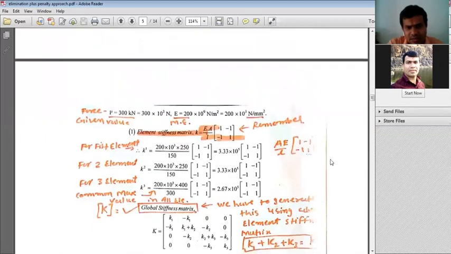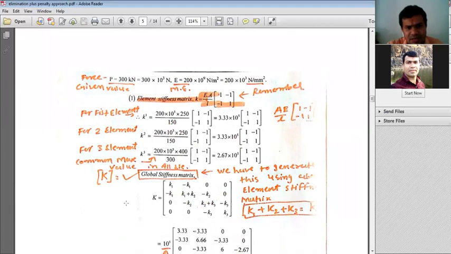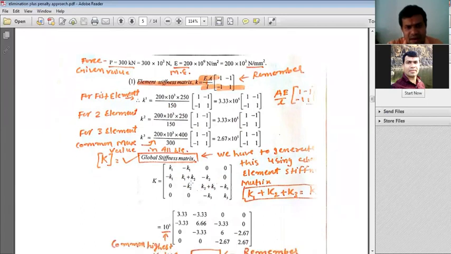Now as we have seen in the previous example, in the same way we have to find out the element stiffness matrices K1, K2 and K3 by using the equation AE by L in matrix form 1 minus 1, minus 1 1. Right. Second step is the global stiffness matrix. We are combining, meaning the summation of all the above matrices.